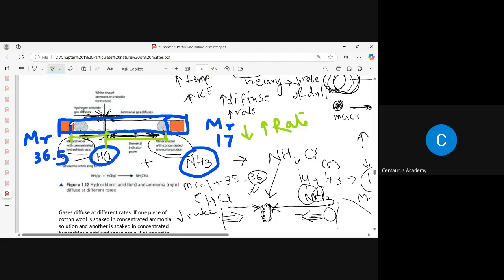Hydrogen chloride also diffuses at the same time. But since its relative molecular mass is greater, this means that the rate of diffusion is less. It is going to slowly diffuse. When both of them react with each other, they create this white ring of ammonium chloride, NH4Cl, which is produced here as a result. Okay. Is this point clear so far?